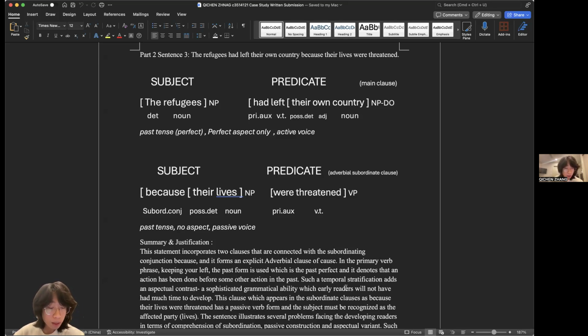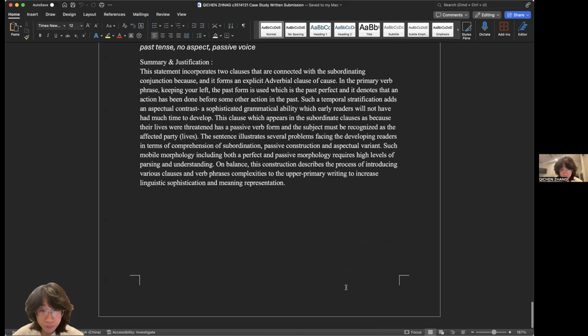On balance, this phrase's complexities suit upper primary writing, to increase linguistic sophistication and meaning representation.